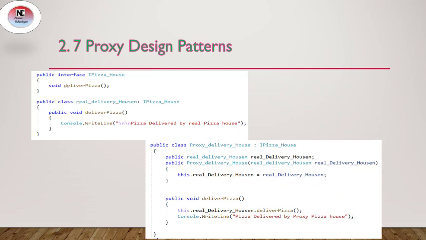Next, I'm going to create a proxy delivery house. Proxy delivery is done by Zomato or Food Panda or any other company which delivers the food. It also inherits iPizza. It creates an instance of the real delivery house and puts that instance into the proxy. So the delivery calls the real delivery and then delivers its own type. It means the real delivery delivers to the proxy and the proxy delivers it to the client.